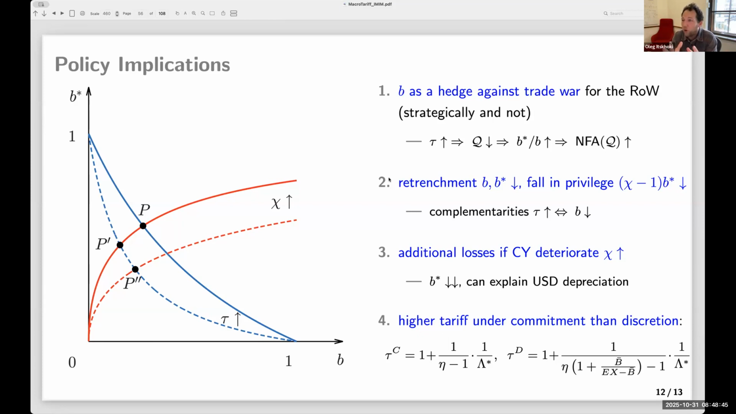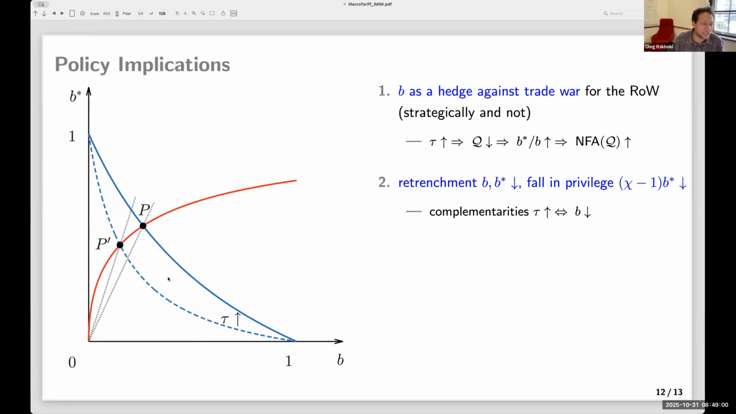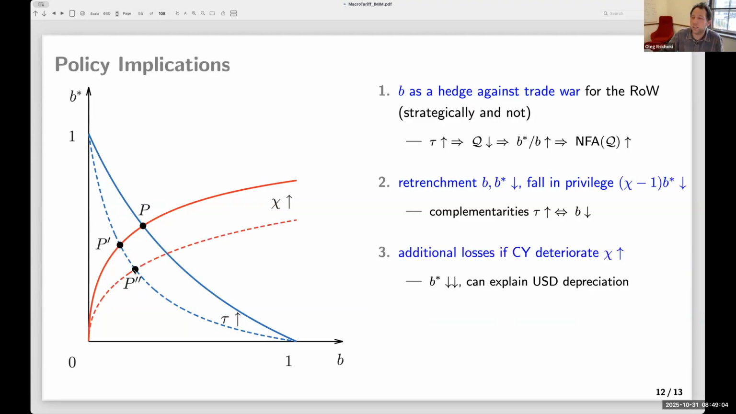You will have a smaller portfolio, foreigners will want fewer assets, but the US assets will actually become more expensive because they are hedged against the trade war. And so you can characterize situations where the US financially wins from it or loses from it, but basically this is what happens when there is just the tariff, but there could also be a loss of convenience yield.